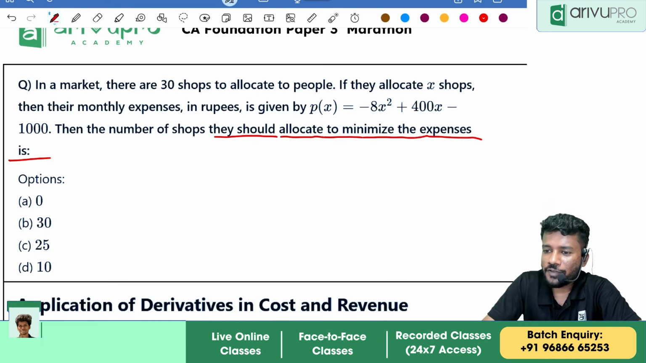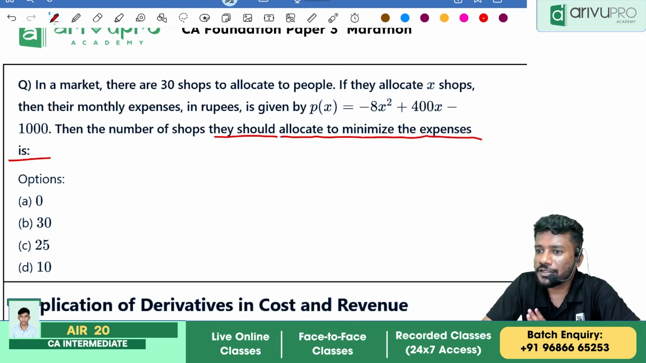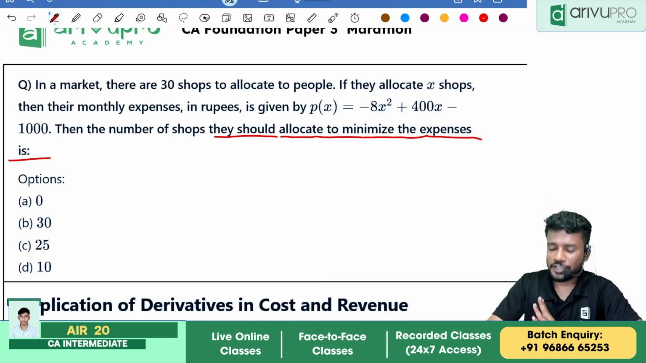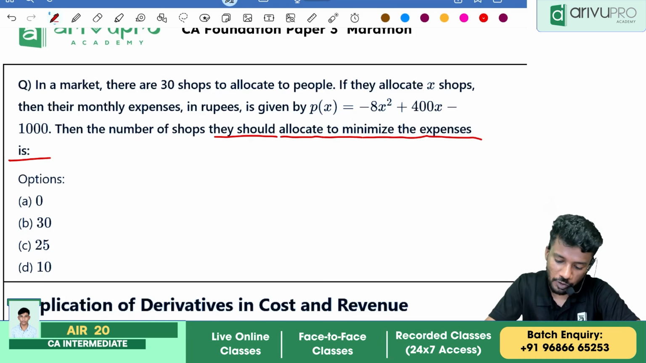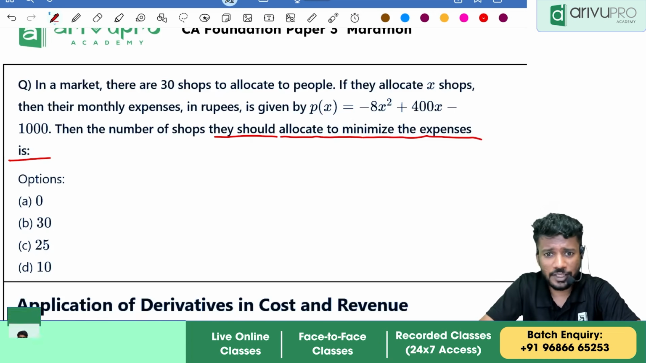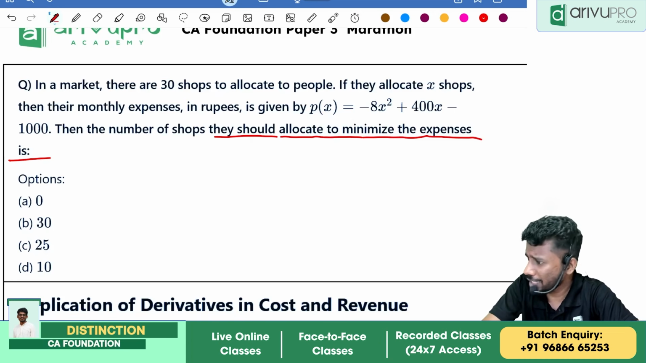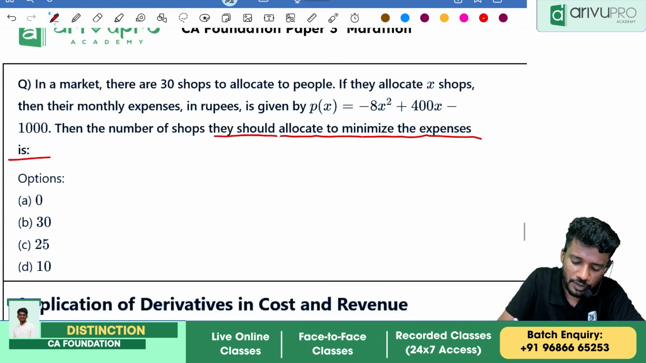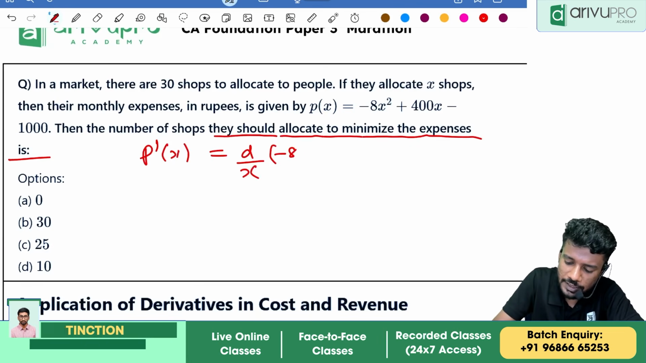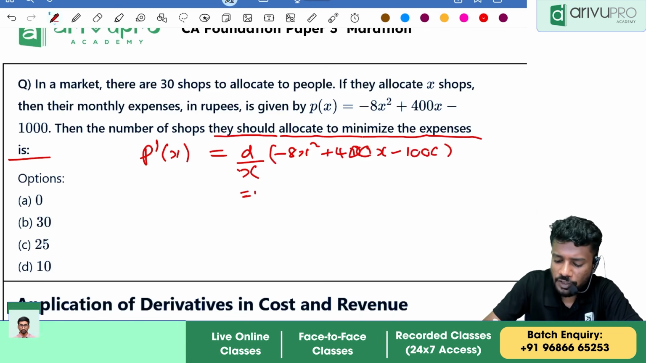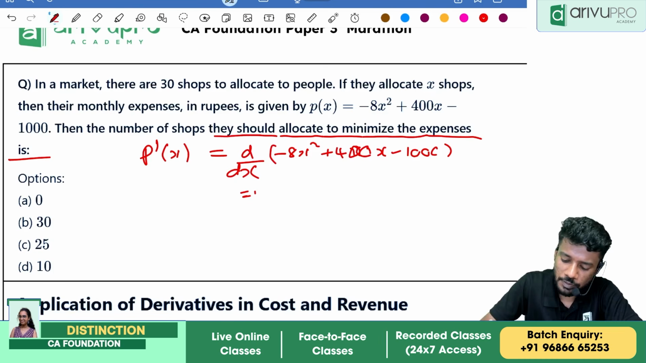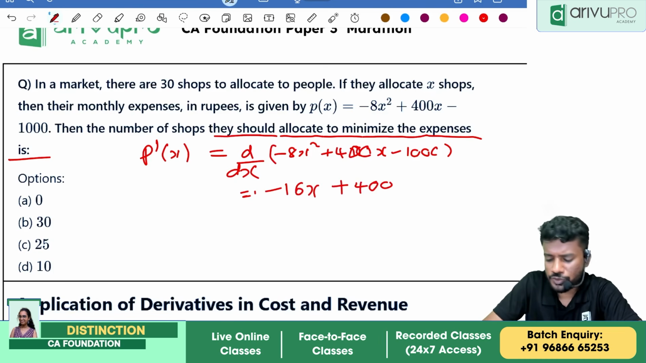First, we will find the minimum value and find the value of X. So we need to find the minimum: how many shops they should allocate to minimize the expense. That means the number of shops should be very less. First find the first derivative, P dash of x. That is nothing but the derivative of minus 8x square plus 400x minus 1000. The derivative of minus 8x square is how much? Minus 16x plus 400, is equal to 0.